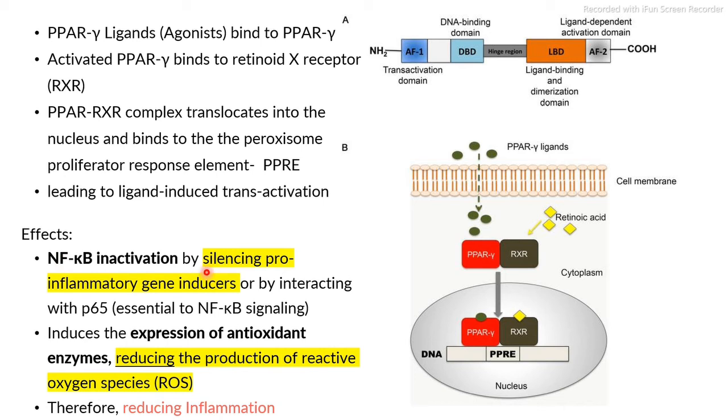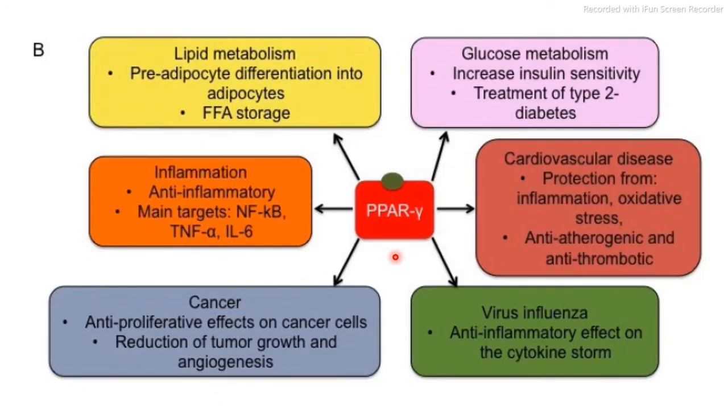One, it induces the silencing of pro-inflammatory genes by inactivating NF-kappa B. And two, it also induces the expression of antioxidant enzymes. So, not only does PPAR-gamma help the body bring down the inflammation, but it also helps the body reduce ROS levels in order to avoid any cytokine storm from occurring in case of an infection. You can see here that PPAR-gamma actually has many other advantageous effects on the body.